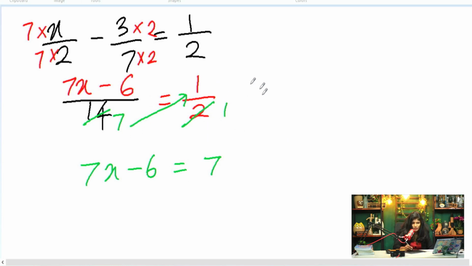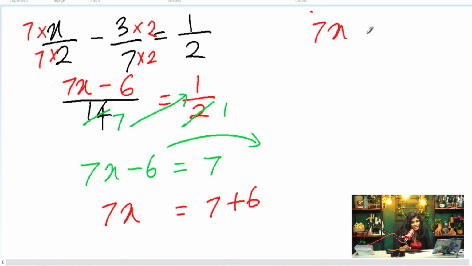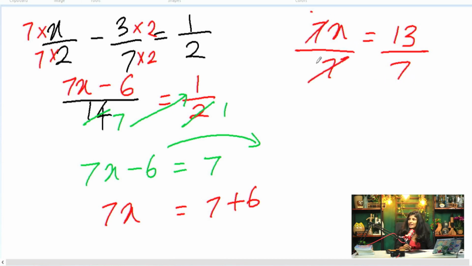Here that is 1, no. So, no need to carry 1 to the other side. We can just ignore that one. Okay, 7x minus 6 equals 7. I will carry the 6 also to the other side. Then 7x equals 7 plus 6, which is 7x equal 13. I will divide both the sides by 7. Then 7 and 7 will cancel out. Only x is remaining. So, this is an improper fraction. When we convert this one into a mixed number, it will become like this.